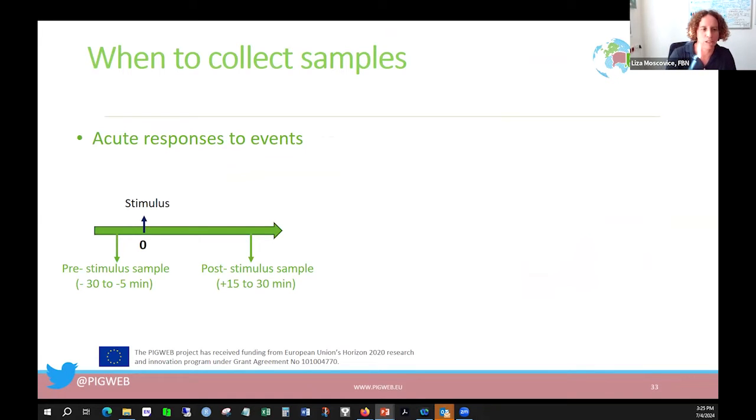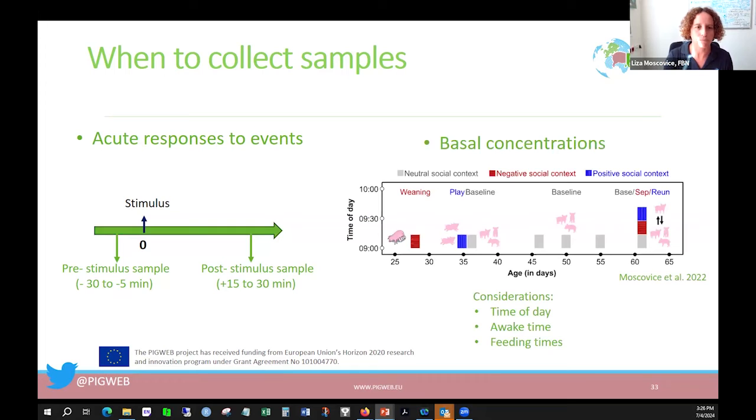It can also be longer, but if it's closer to when you apply the stimulus, that's great. And then your post-stimulus sample, we mentioned that changes in saliva happen quite quickly. You want to get that sample about 15 to 30 minutes at latest after the stimulus. And of course, if your stimulus lasts longer, then maybe you can sample a little bit later. But in general, the peak response to the stimulus should happen within 15 to 30 minutes after.